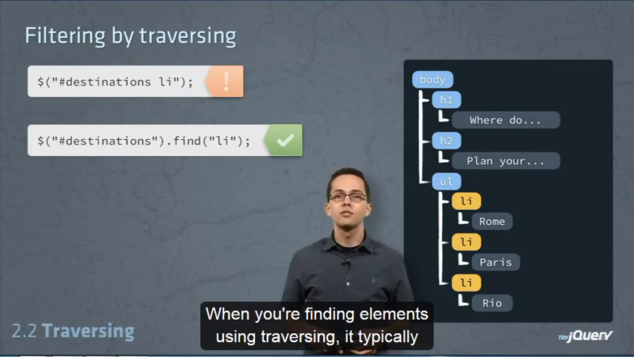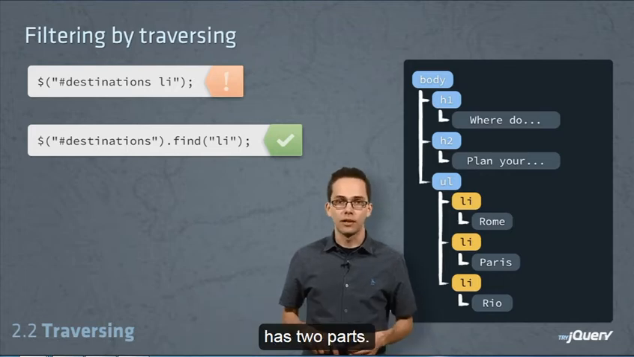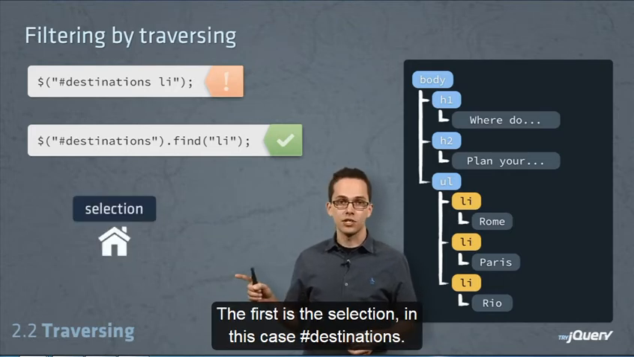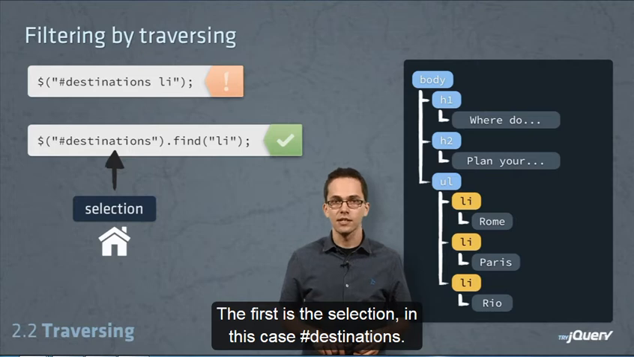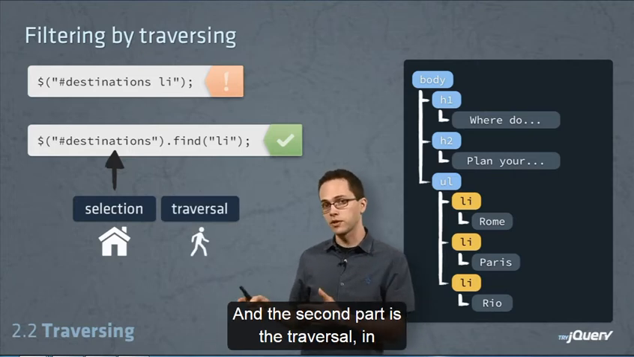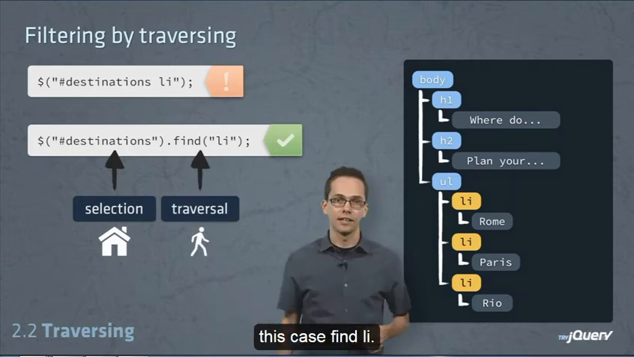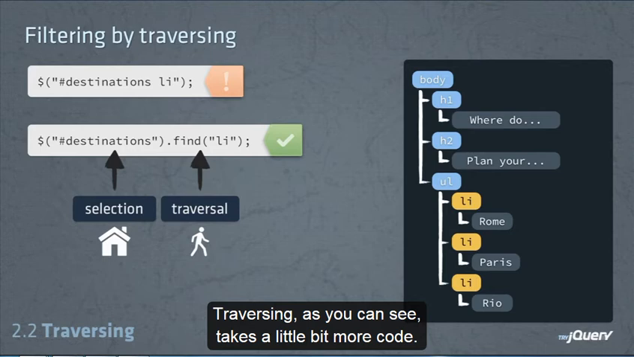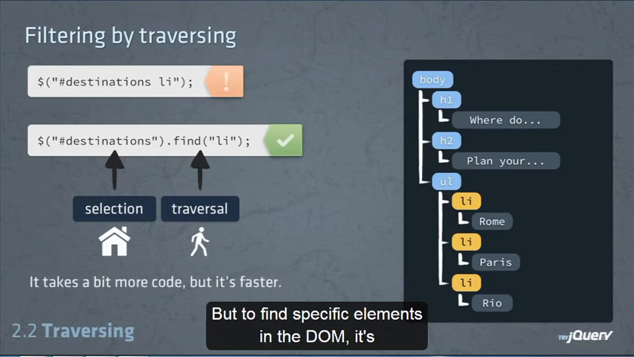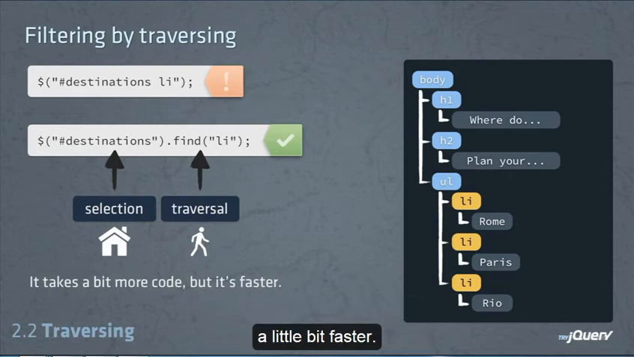When you're finding elements using traversing, it typically has two parts. The first is a selection, in this case #destinations, and the second part is the traversal, in this case find li. Traversing, as you can see, takes a little bit more code, but to find specific elements in the DOM, it's a little bit faster.